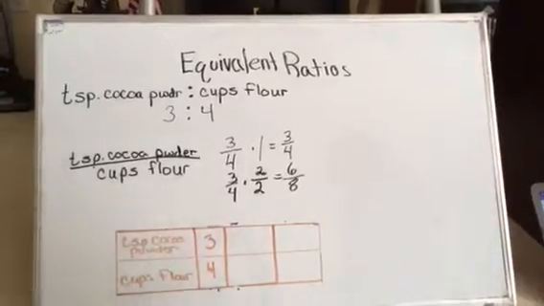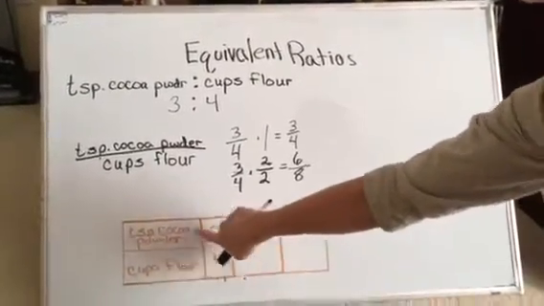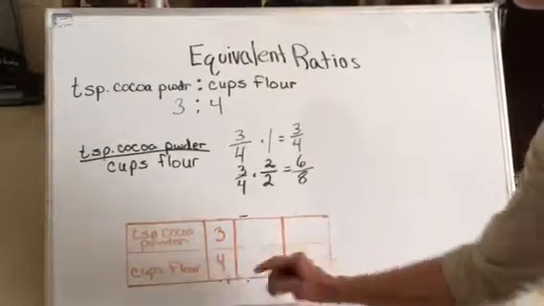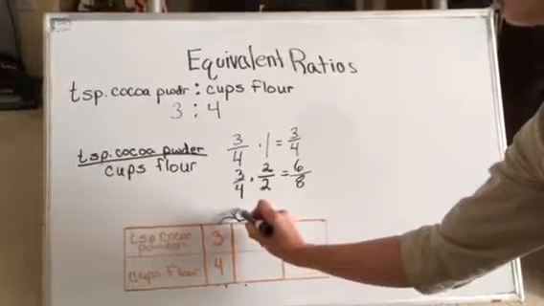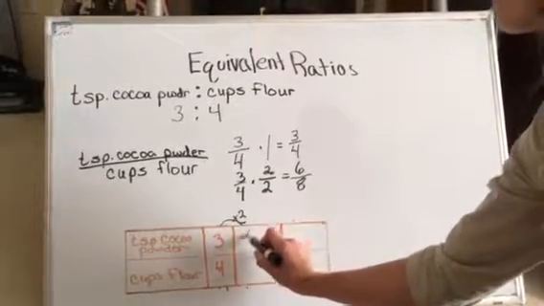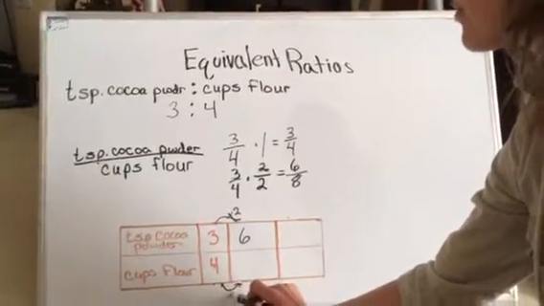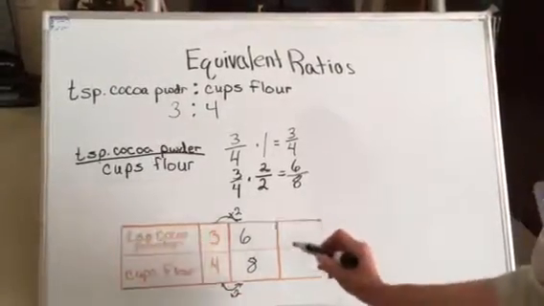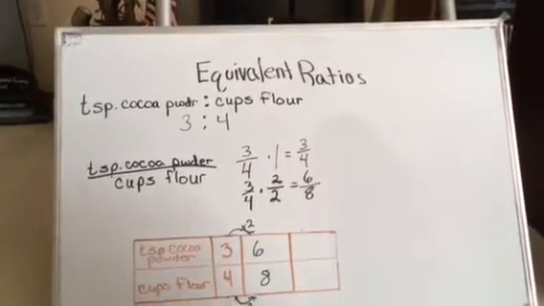Now I can do this on a table. I have a table with teaspoons of cocoa powder and cups of flour. So I'm just going to multiply both by 2. 3 times 2 is 6. 4 times 2 is 8. So to double my recipe, I'll use 6 teaspoons of cocoa powder and 8 cups of flour.